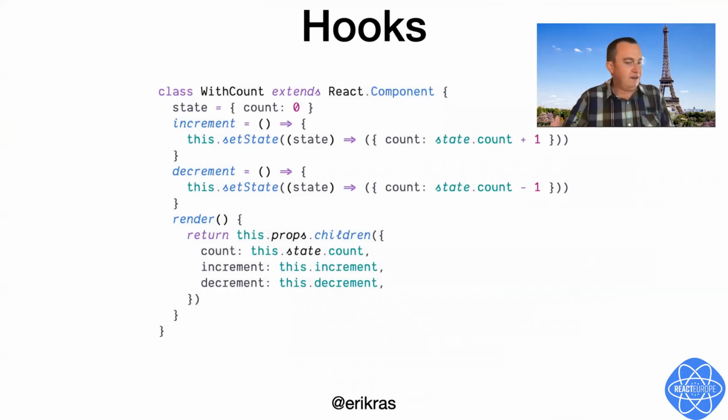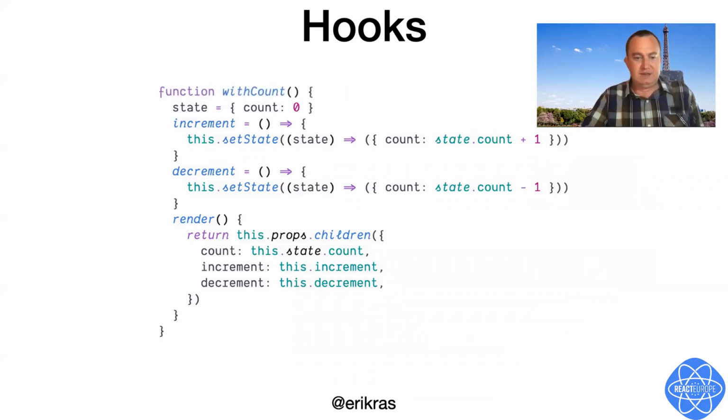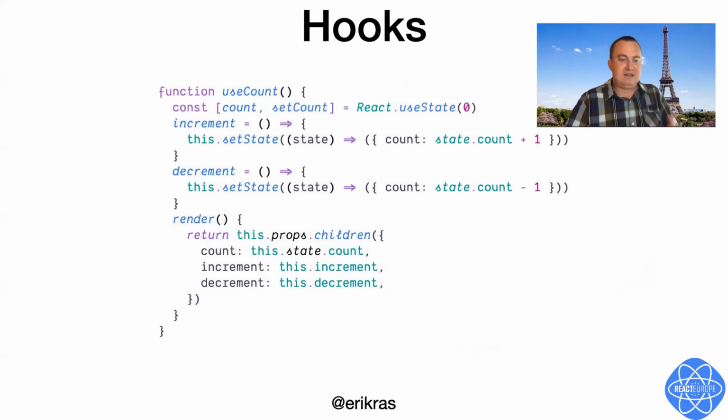So this is how we left our withCount component. Now let's turn it into a custom hook. First, we have to change to use a function, because you have to with hooks. And to be accepted as a hook, the function must start with the word use. Okay? Now let's convert our state to use React useState. And this is giving us back a tuple with our state and a mutator function.